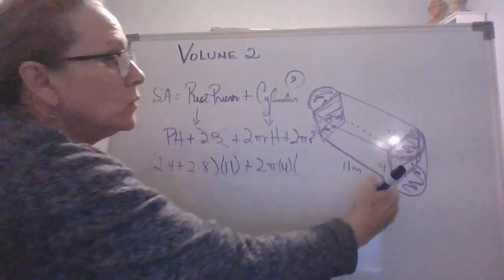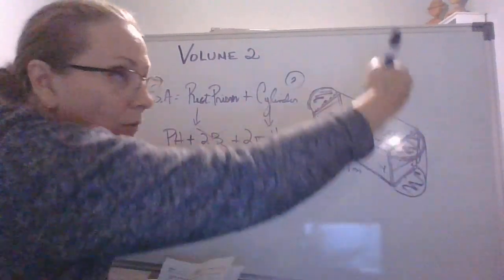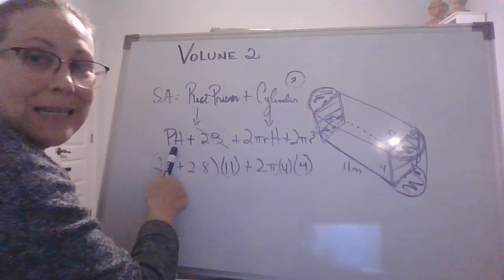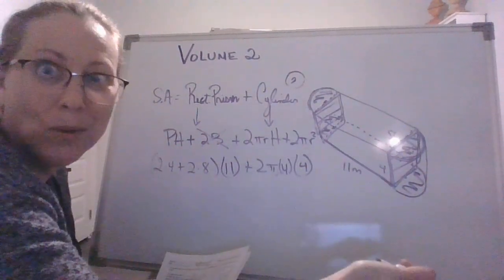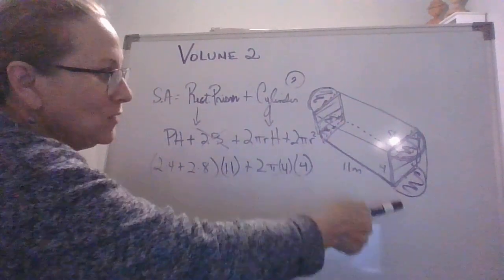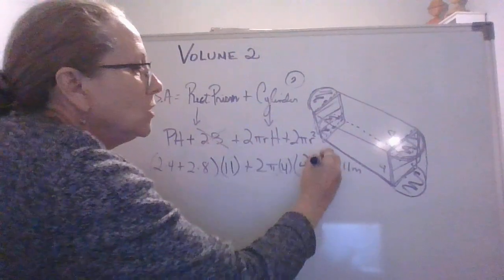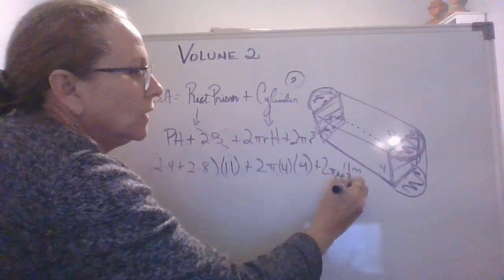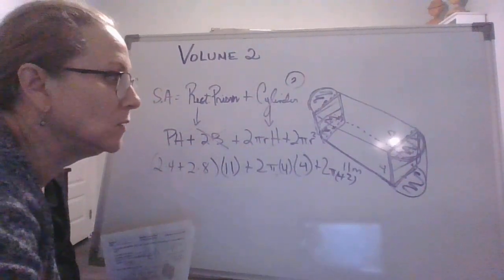Now, the height here, they're talking about the height of the cylinder. The cylinder goes this direction, up and down. So its height is 4. So this height is the height of the prism. We had our prism laying down, so we want the height going this way, but that height is going up and down for the cylinder. Plus 2 times pi, again 4 squared, for the radius squared.